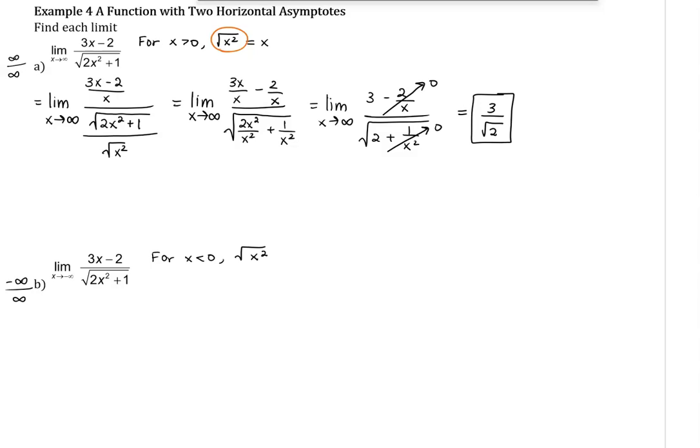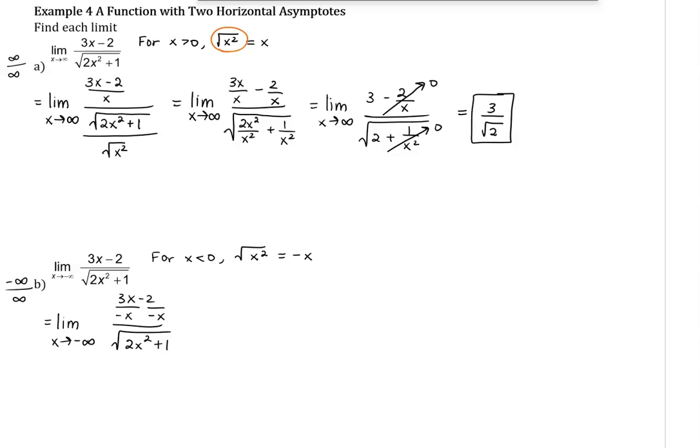Now, on the other hand, as x approaches negative infinity, when x is less than 0, the square root of x squared is equal to negative x. So we're going to divide everything in this limit by negative x. I've taken the numerator and divided each term by negative x. And in the denominator, I'm also going to divide each term by negative x.